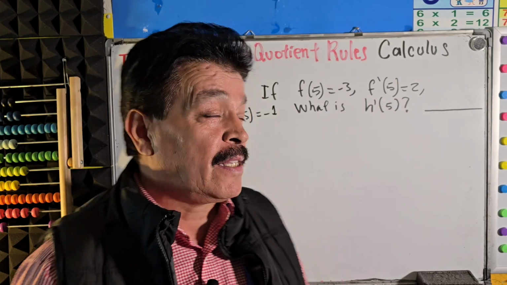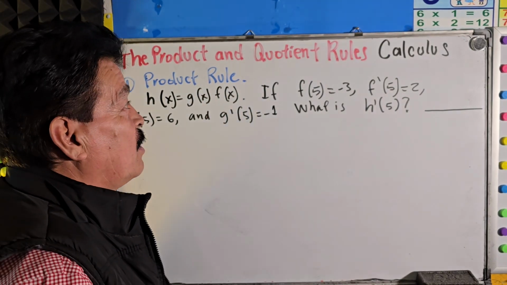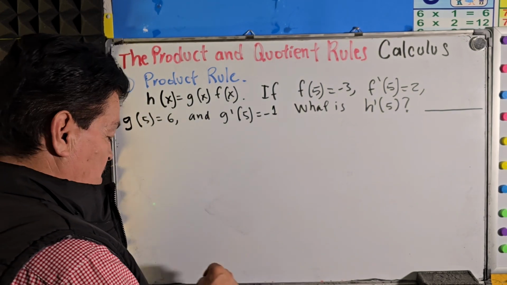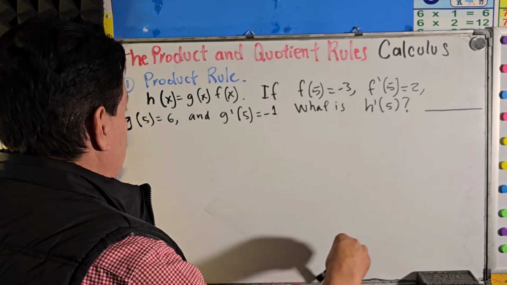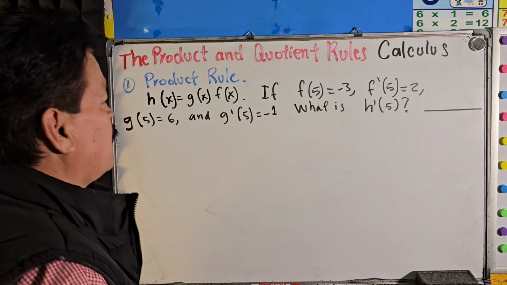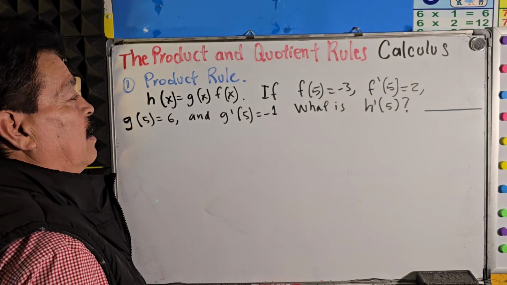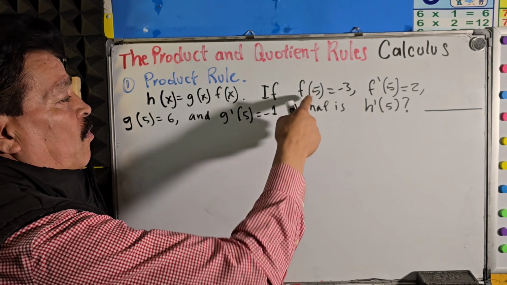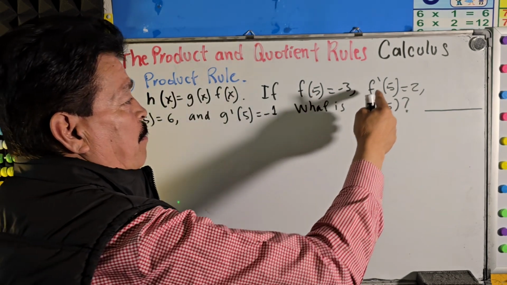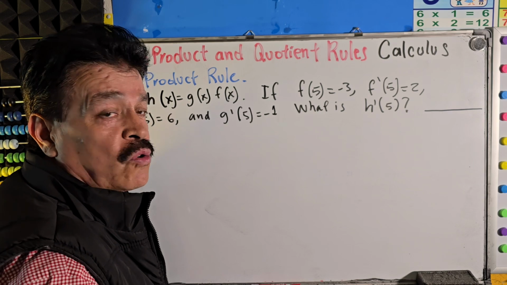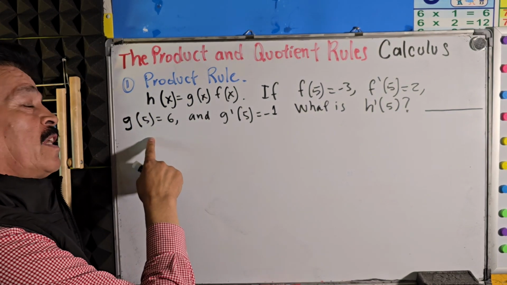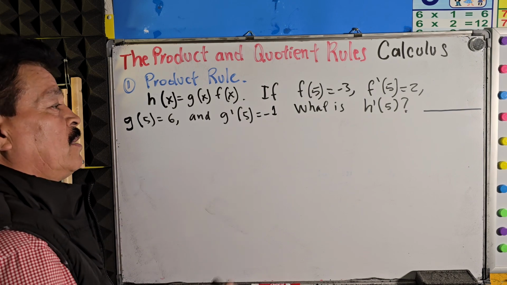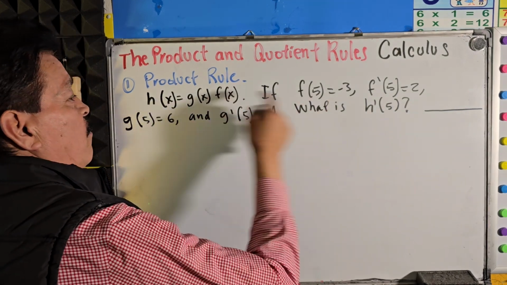Derivatives. Our topic is the product and the quotient rule. I have this problem right here. It's h of x equals g of x times f of x. If f of phi is equal to -3, f prime of phi equals 2, g of phi equals 6, and g prime of phi equals -1. What is h prime of phi?